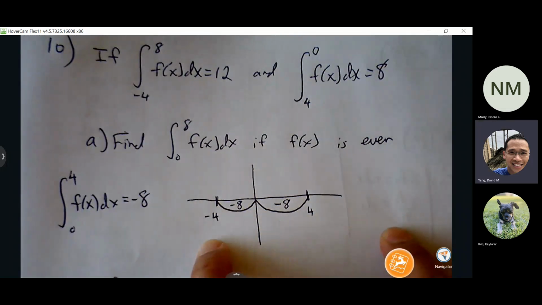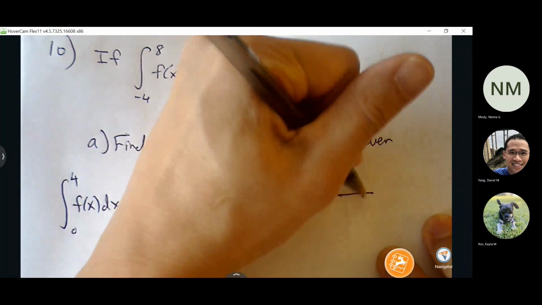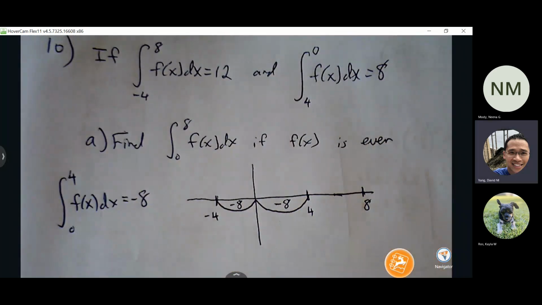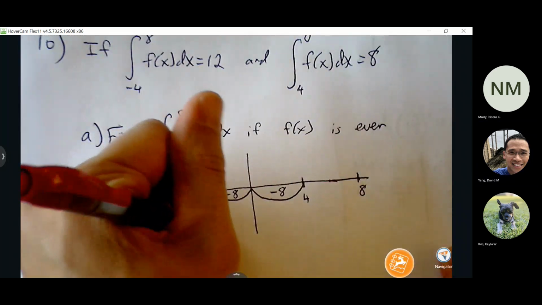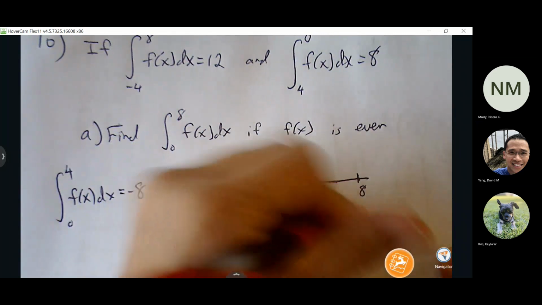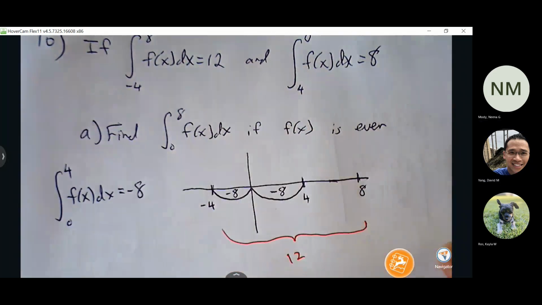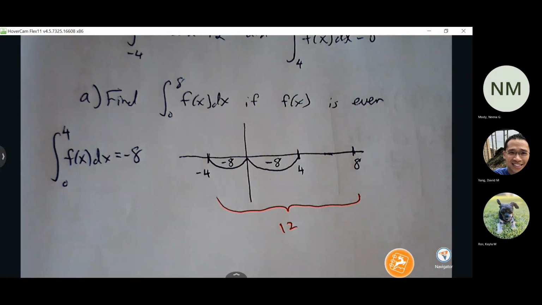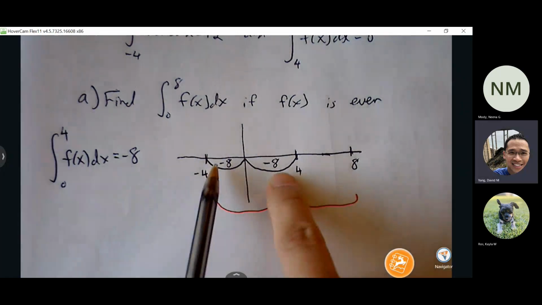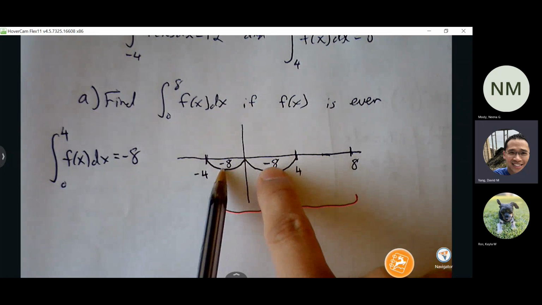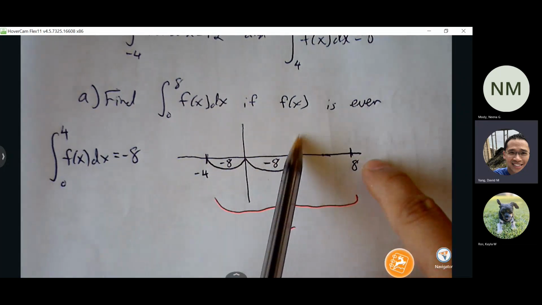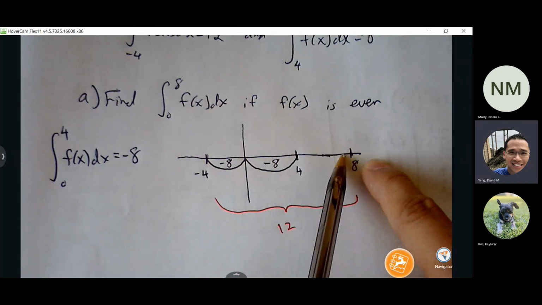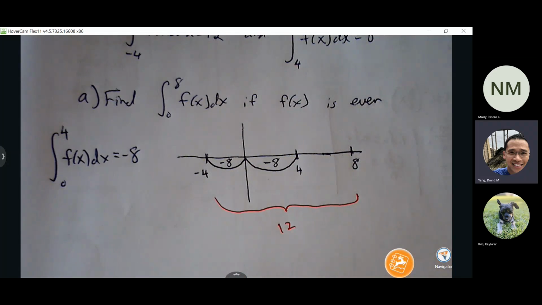So that means from -4 to 8, I want all these regions to add up to be 12. So I don't want to be adding to this. It's already set. Only thing I have to play with is this region here. Okay. So what can I add to?